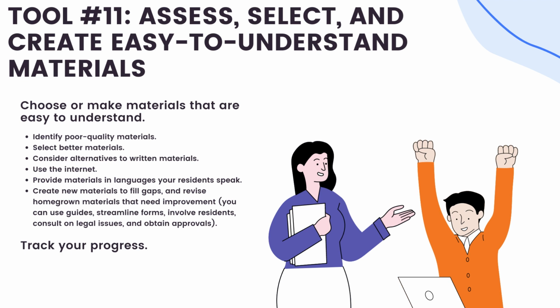Streamline forms. Make sure forms ask for only information that you absolutely have to have and ask for it only once. Involve residents. Invite residents to contribute to the development of new materials. They're the experts on what information is important to them and what makes sense. Consult on legal issues. When using a form for a legally binding purpose, consult a lawyer for legal advice. Obtain approvals. Some agencies may need administrative approval to revise or replace written materials. As always, track your progress.